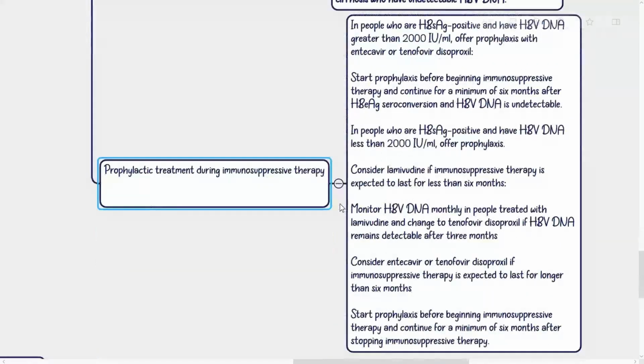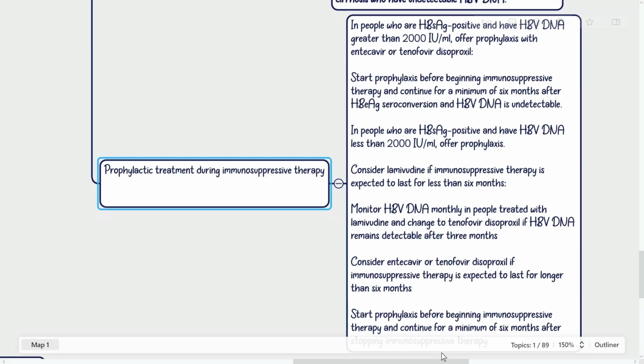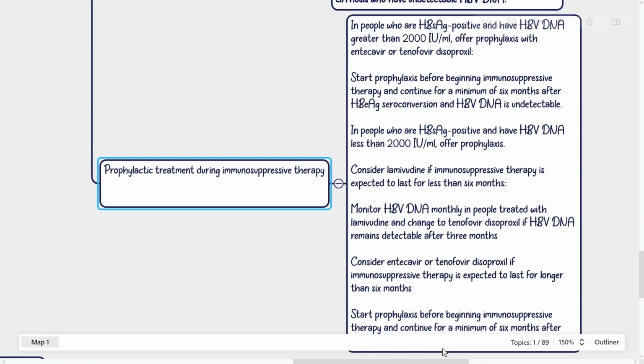Prophylactic treatment during immunosuppressive therapy. In people who are HBsAg positive and have HBV DNA greater than 2,000, offer prophylaxis with entecavir or tenofovir disoproxil before beginning immunosuppressive therapy and continue for a minimum of 6 months after hepatitis B e antigen seroconversion and HBV DNA is undetectable. In people who are HBsAg positive and have HBV DNA less than 2,000, offer prophylaxis.